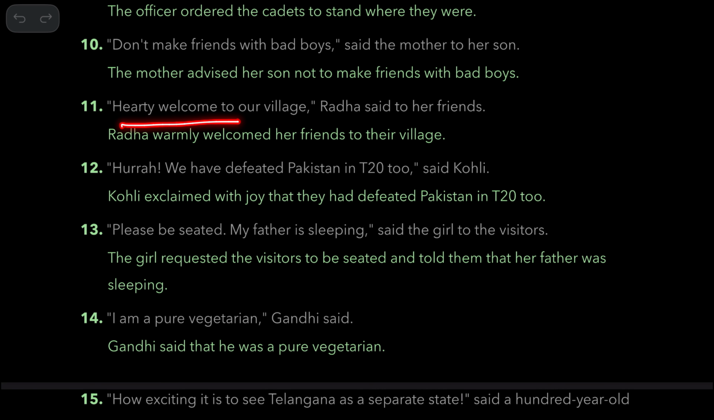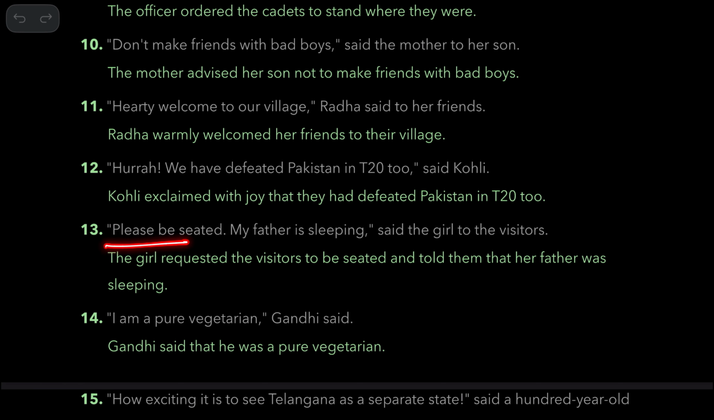"Hearty welcome to our college," Raghu said to her friends. Radha said to her friends. Radha warmly welcomed her friends to their village. Sorry. So, "A hearty welcome to our village," Radha said to her friends. Radha warmly welcomed her friends to their village. Okay, "Hurrah, we have defeated Pakistan in T20 also," said Kohli. Kohli exclaimed with joy that they had defeated Pakistan in T20 also.